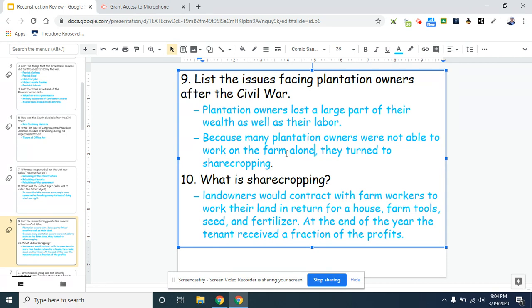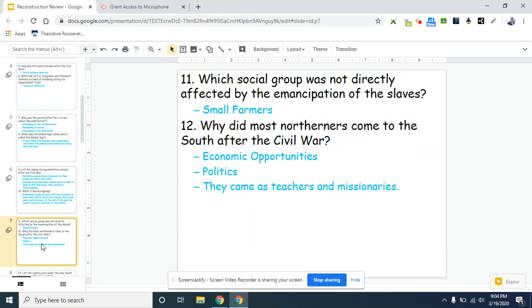What is sharecropping? A landowner makes a contract with the farm worker, probably a former slave or some poor white person, to work their land in return for a house, farm tools, seed, and fertilizer. At the end of the year, the tenant, the person staying there, received a fraction of the profit, so maybe like a little 10% cut, if that, probably even smaller. And hey, you got a roof over your head and food in your belly and clothes on your wife and kids' back, right? That's kind of the idea. Trade off.